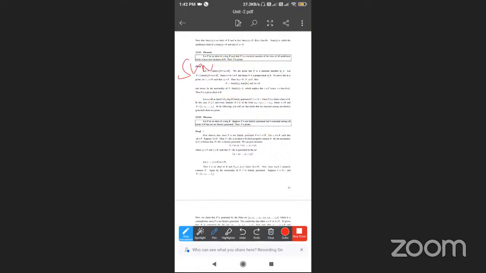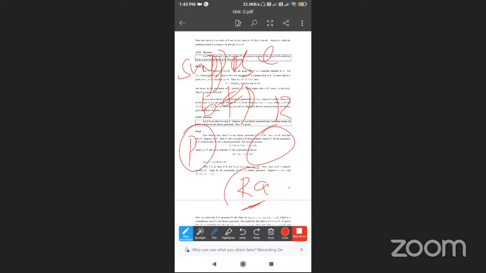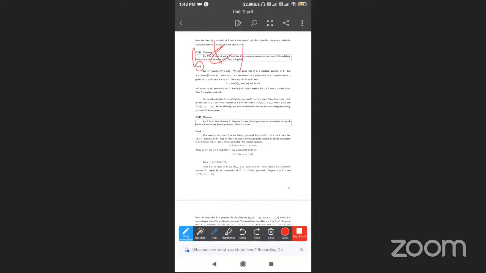Suppose B does not belong to P; we have to prove A belongs to P. R is a ring and P is an ideal. RA, generated by a single element, is also an ideal of R. Two ideals added together is also an ideal. So P plus RA is an ideal of R.